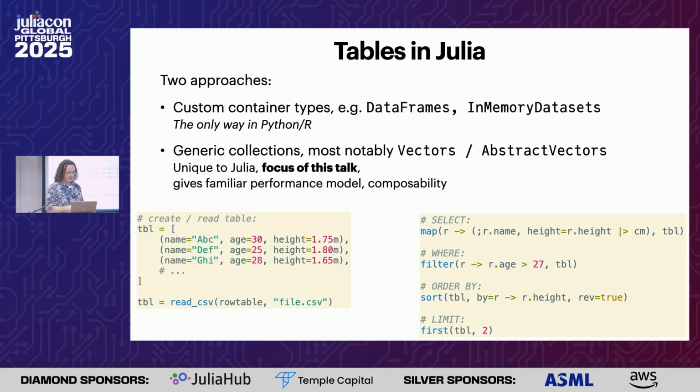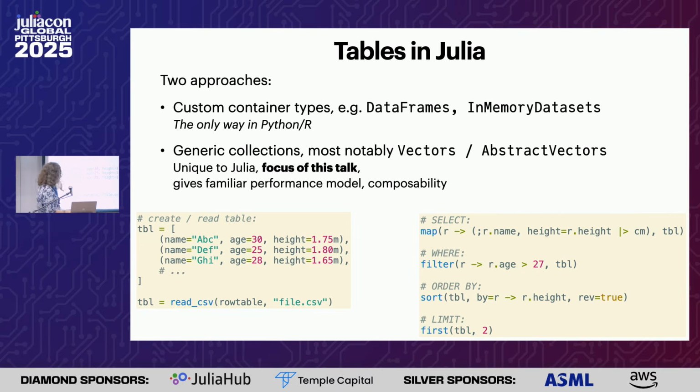One of the reasons why I like using built-in collections as tables is that they and their operations give you the familiar Julian performance model. If you code with concrete types, it's extremely fast. You can even use it in tight loops. If you don't care about performance, you can use type unstable code and so on. This is what you have everywhere in Julia, so it's a nice fit for tables as well. Also, it's of course composable. You can choose your types and your functions independently, and everything works together.